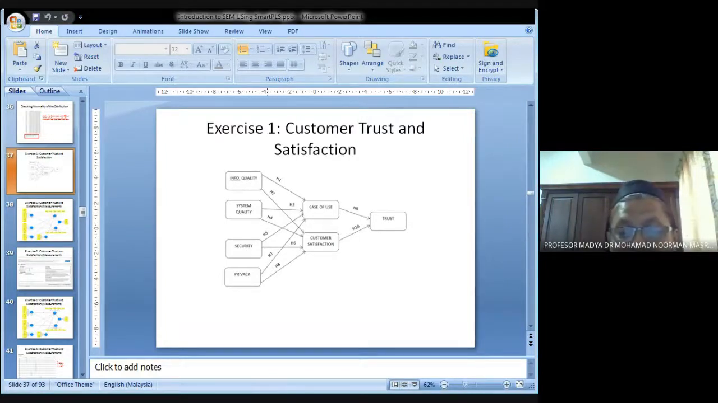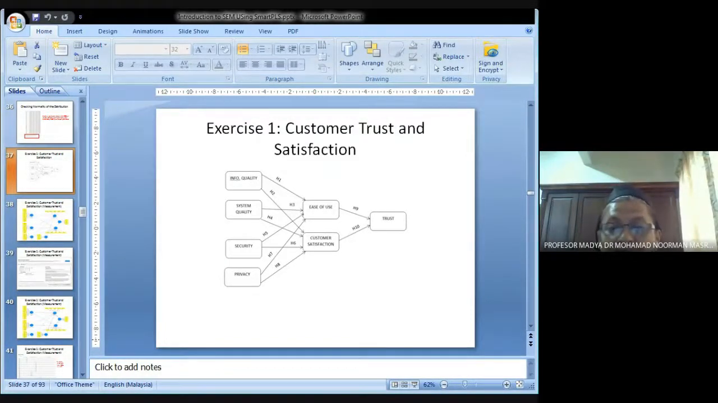You can write for the research question: what is the rating given by user in terms of information quality, system quality, security and privacy of the mobile banking services? So that will be your research question number 2.